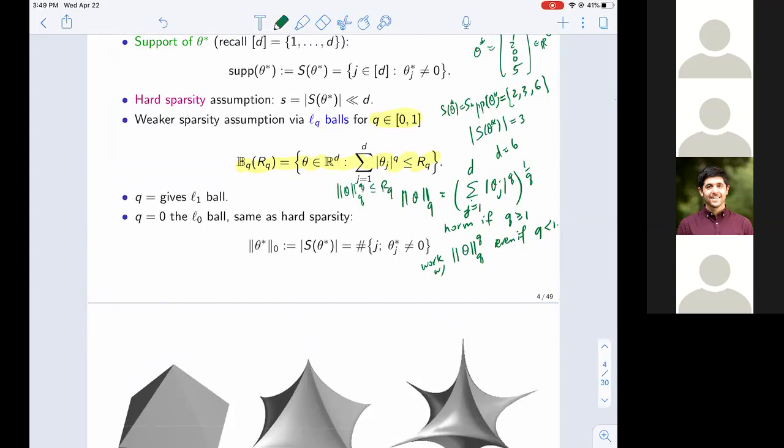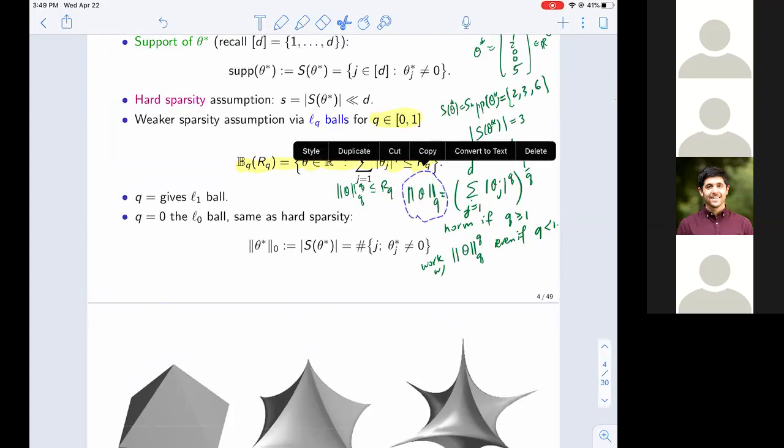Oh, I have one question. I didn't get it. Why don't you take Q to be bigger than 1 here in the weaker sparsity assumption? I'm going to tell you. Usually that's what people assume: Q between 0 and 1.